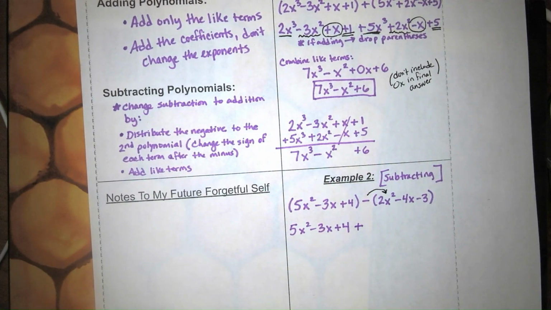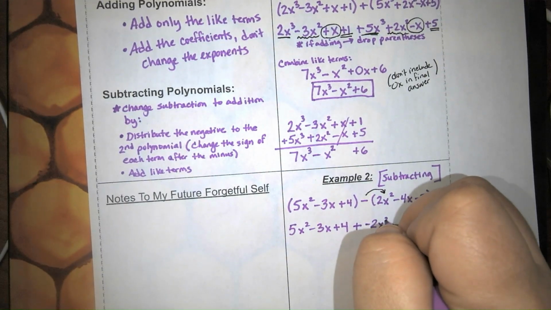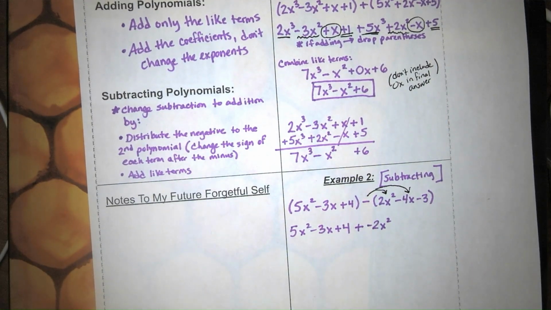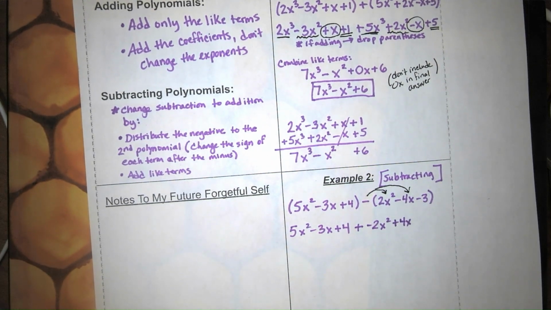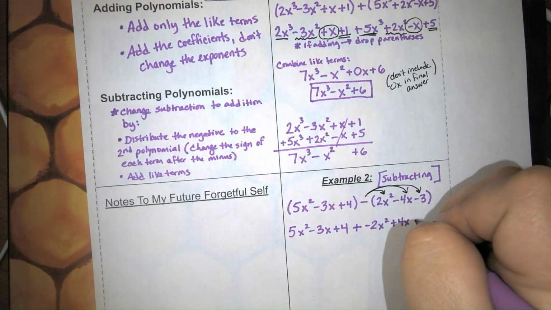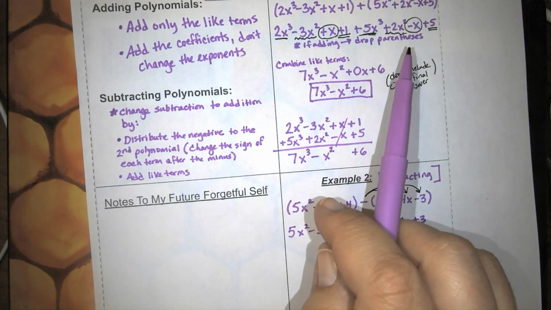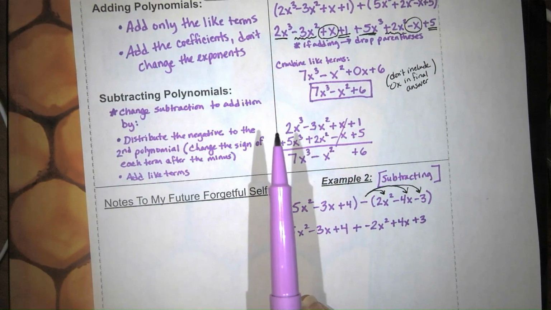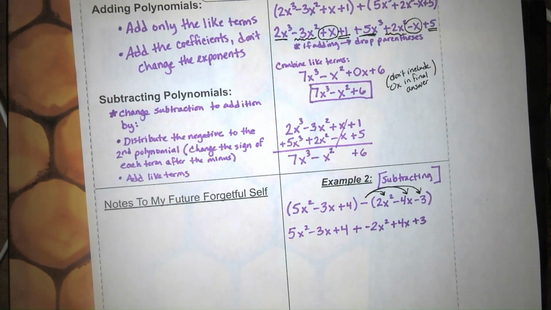When I apply it to the first term, instead of a positive 2x squared, it's going to become a negative 2x squared. When I apply it to the next term, instead of a negative 4x, it's going to become a plus 4x. And when I apply it to that last term, instead of a minus 3, it's going to be a plus 3. Once I do that, this problem looks exactly like this problem. I'm just going to combine the like terms, whether you do it with underlining and circling or you do it with vertical addition. Either way, we're just adding. So we got rid of the difficult part.